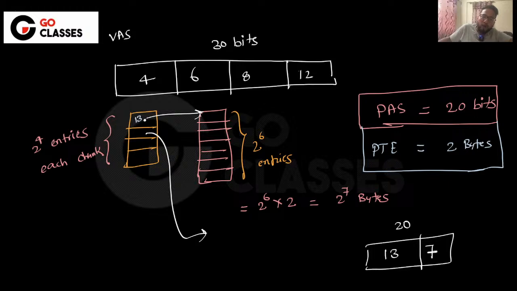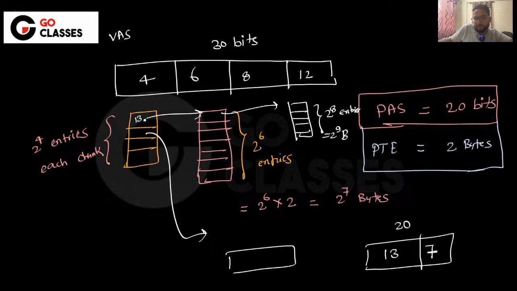Now tell me how many bits you need here. Since it is pointing to something which has 2 power 8 entries, which means 2 power 9 bytes, your physical address will be divided like this. This will be 9, this will be 11. So you need 11 bits here. So it should be clear to everyone: you need 13 bits here, you need 11 bits here.